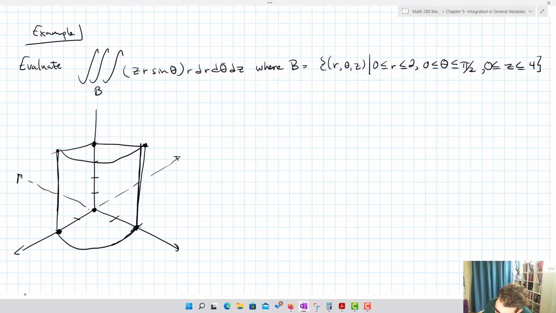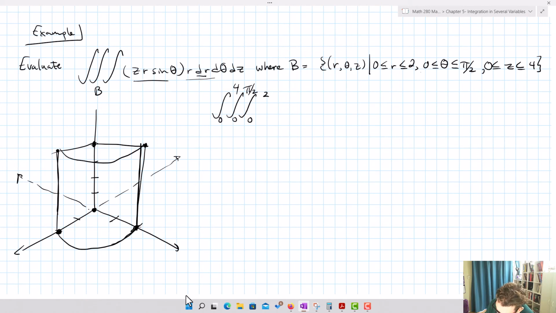So our integral will be set up. Notice that we have dr first. That means our r values go from 0 to 2 in r, 0 to pi over 2 in theta, and then we're going to go from 0 to 4 in z.